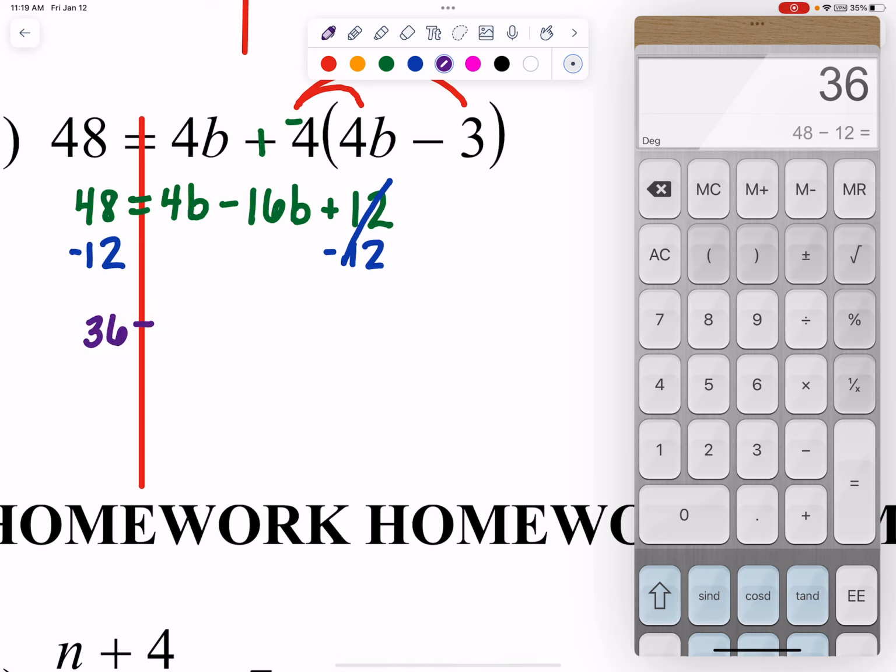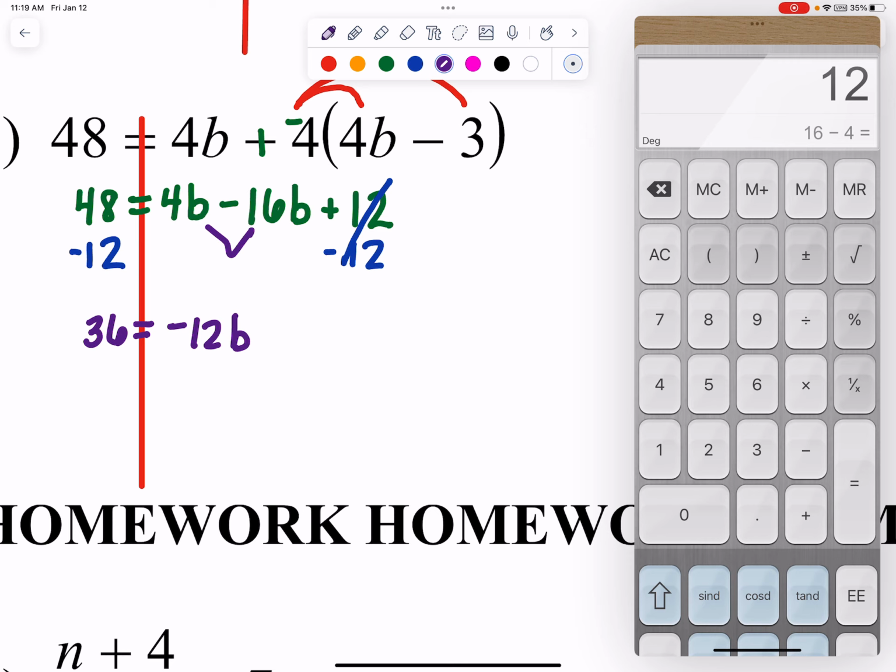So we have 36 equals, and then I want you to think about this. We just have a 4b minus a 16b. Those are like terms, and we're allowed to combine like terms. If we have a 4b and a negative 16b, that's different sign, subtract, keep the sign of the bigger number. So I have 16 minus 4, which is a negative 12. So we just have a negative 12b when I take care of that problem right there.